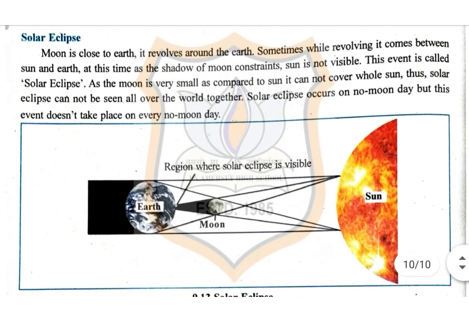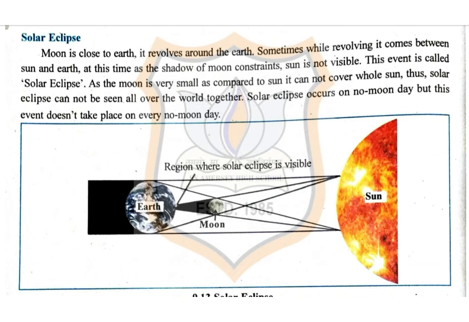Now, solar eclipse. The moon is close to the earth. It revolves around the earth. Sometimes, while revolving, it comes between the sun and the earth. At this time, as the shadow of the moon covers the earth, the sun is not visible. This event is called a solar eclipse.